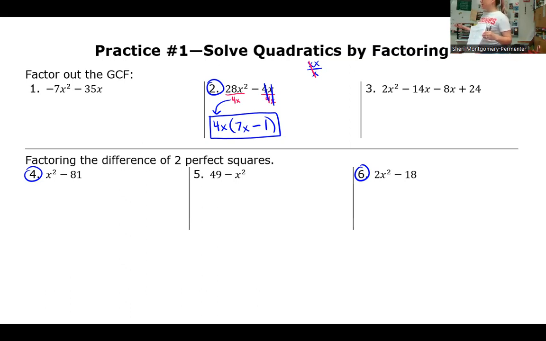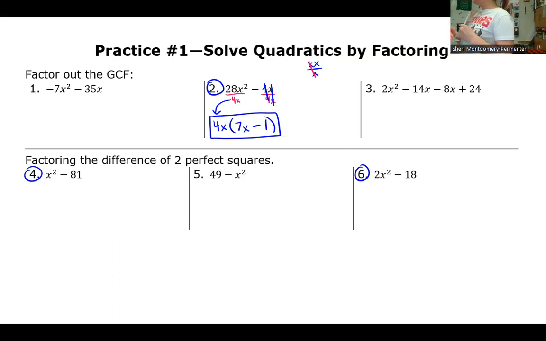X squared is always a perfect square, but for other perfect squares, if you flip this paper over, it tells you the first 15 perfect squares. If you don't have them memorized, which they're not hard to memorize, it's just squaring things, starting with 1. So 1 squared is 1. And then 2 squared is 4. And then 3 squared is 9. 4 squared is 16. And it goes all the way to 15.